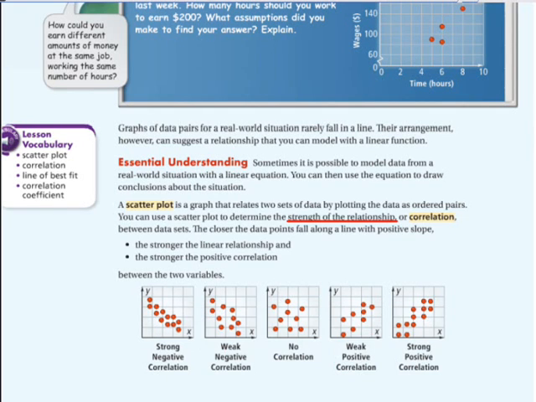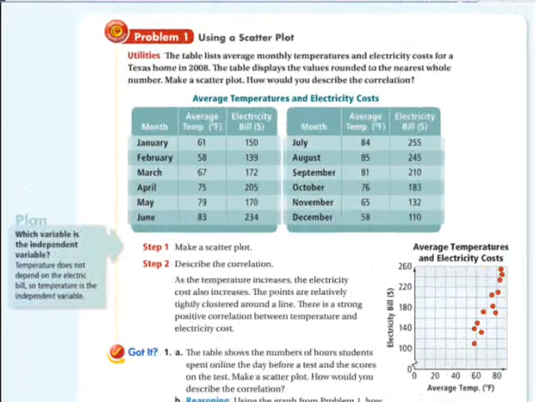The closer the data points fall along a line with a positive slope, the stronger the linear relationship and the stronger the positive relationship between two variables. So this is kind of self-explanatory. If the points are going down, then that's a negative correlation. The tighter they are together, the stronger. So these right here are going down, but they're more spread out, so that's weaker. This is just everything all over the place. Then there's a weak positive and then a strong positive. Pretty simple stuff.